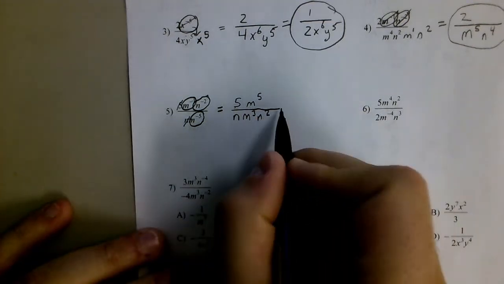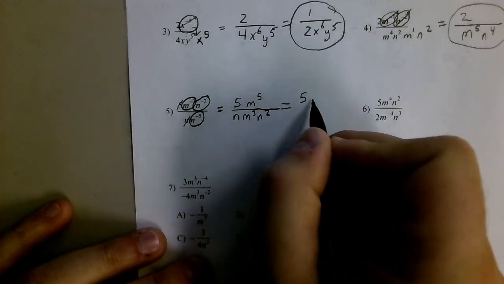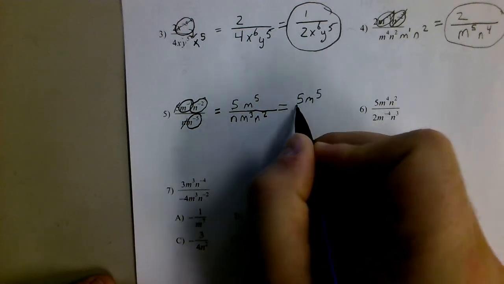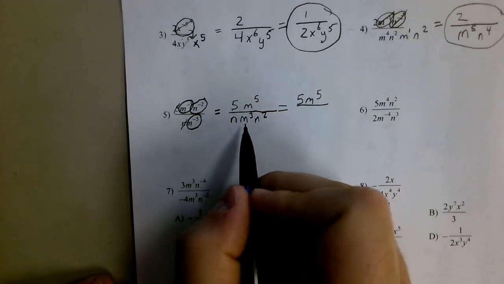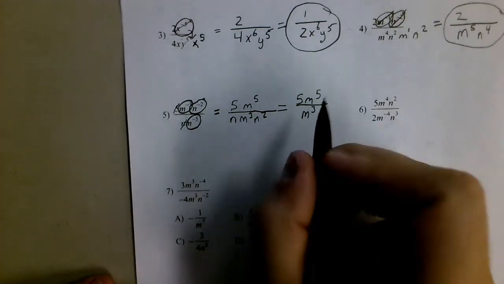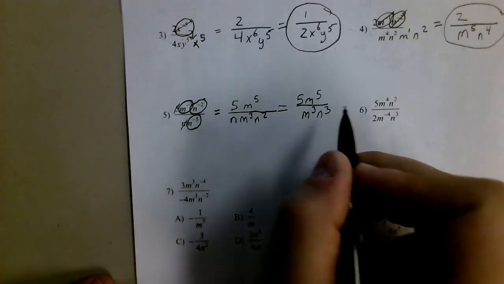Okay? So now I can kind of keep going. So I've got 5 m to the fifth, so nothing changes there. Now I'll simplify the bottom. I'm going to do my m's first, so m to the third, and then n to the third, because 2 plus 1 is 3.